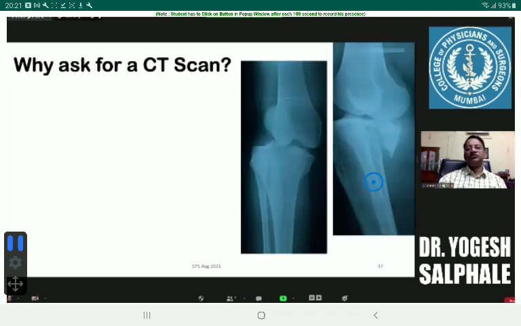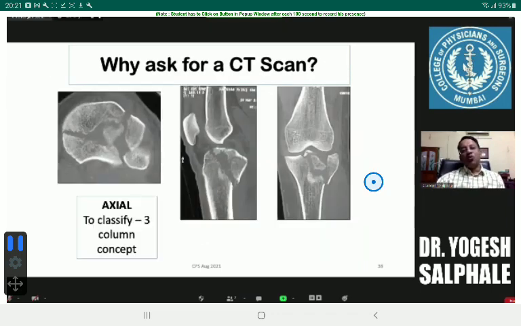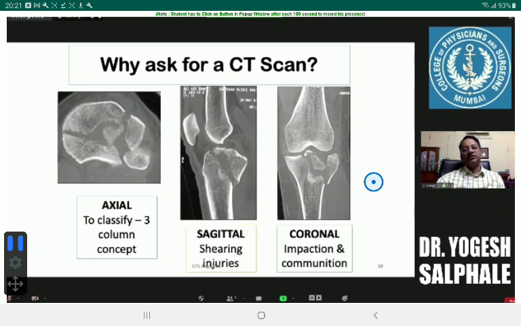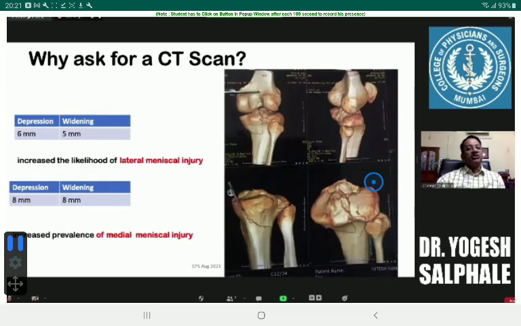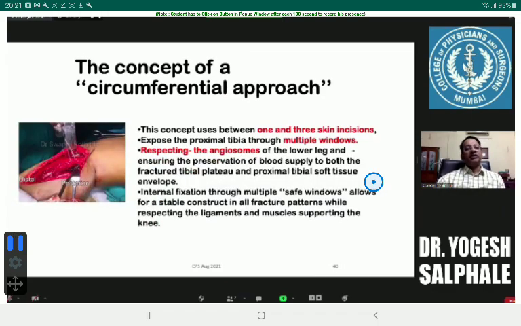So now why ask for a CT scan? Now this is such a devastating injury. Someone asks you, why do you need a CT? So these are all the reasons which I again would like to stress. A depression of 6 millimeter and a widening of 5 millimeter has an increased likelihood of a lateral meniscus injury, whereas a depression of 8 millimeter and a widening of 8 millimeter leads to a medial meniscus injury. Absolutely important points.